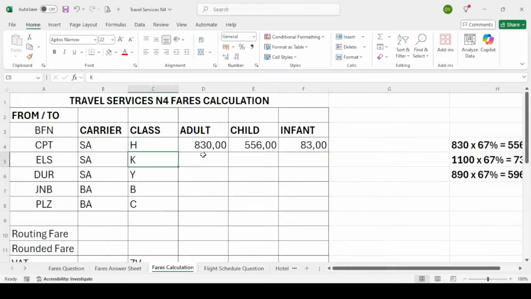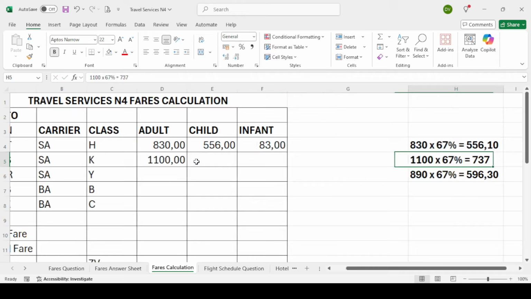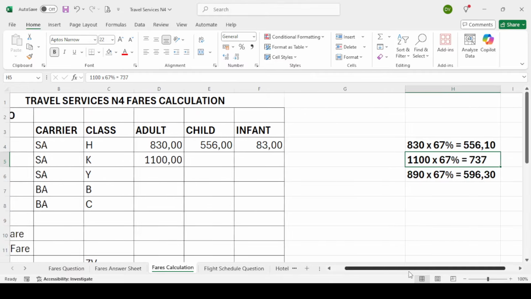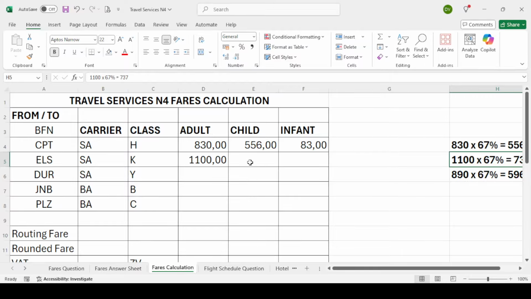So let's see, what does it look like? 1,100.00. Remember the 00. For the child, we have to work out the 67%. So you take your 1,100, multiply 67%, gives you an amount of 737. So this one didn't give us any cents, so that's great. We're just going to copy it as is, .00. And we know the infant only pays 10% of the fare, which means it's 110 Rand for the infant.